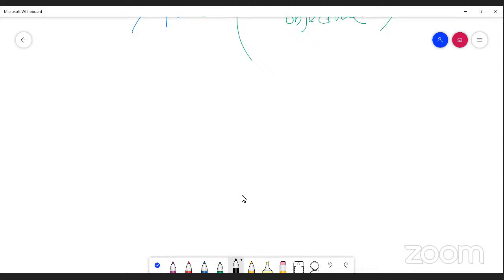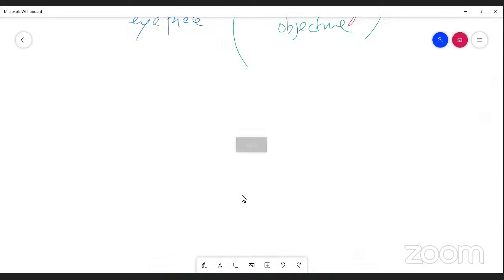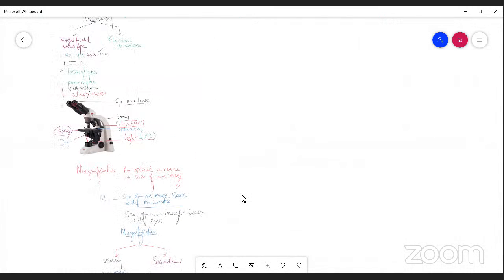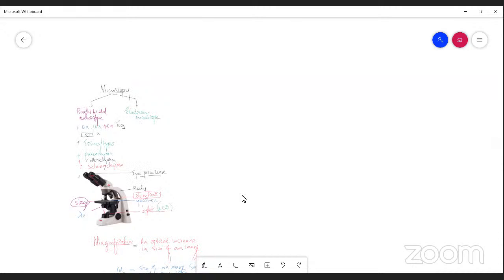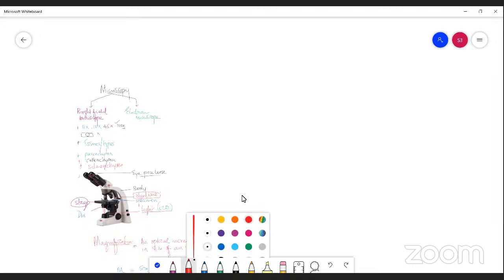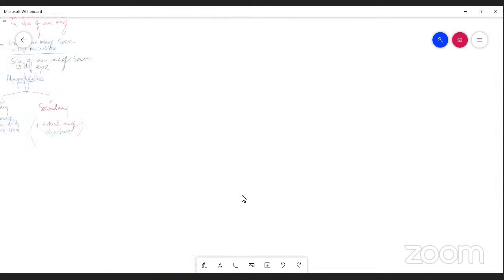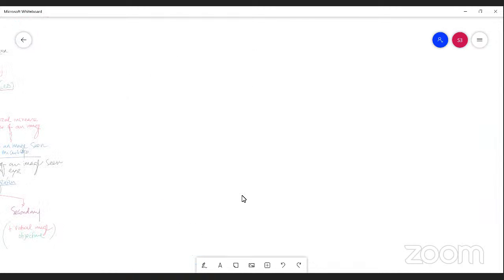Next we pass on to another type of microscope, the electron microscope. Dear student, we have discussed only one microscope so far, the bright field microscope. Next we pass on to another type, the electron microscope. Dear students, we are going to discuss the electron microscope.